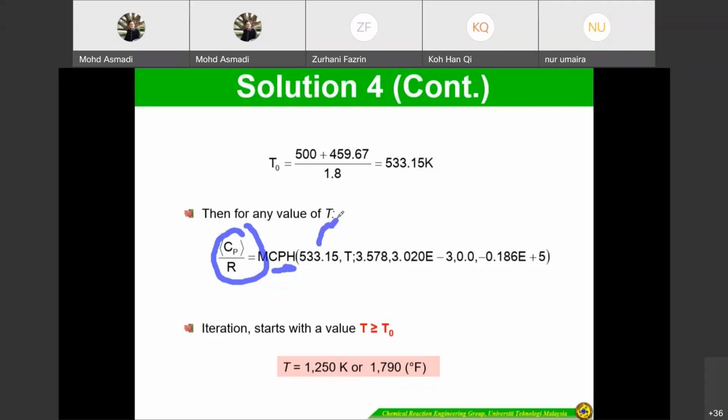This one is the initial temperature. This one is our target temperature, the final. This one is the values of A, B, C as well as D. How to find these A, B, C, and D? Please refer to Table C, heat capacity and also property change of formation, to determine the values of A, B, C, D, plus, minus.